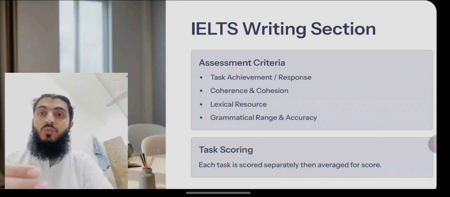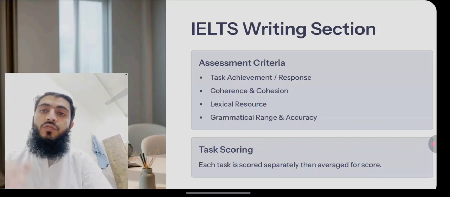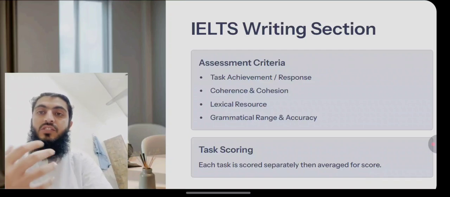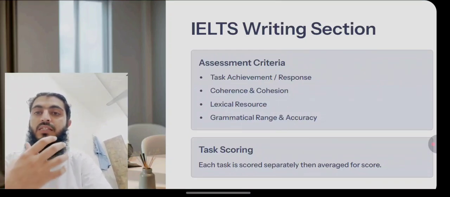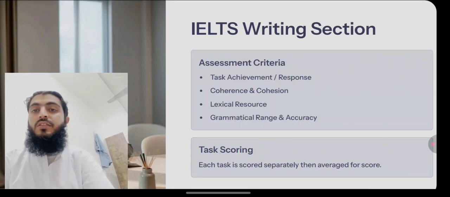So this assessment criteria: if you are taking care of all of these things, task achievement, coherence, cohesion, lexical resource, grammatical range and accuracy, then of course you will get good bands in the writing section. But if you are ignoring all of them, or not ignoring but just weak in some of the areas amongst all of this, then of course your bands will not be that good.